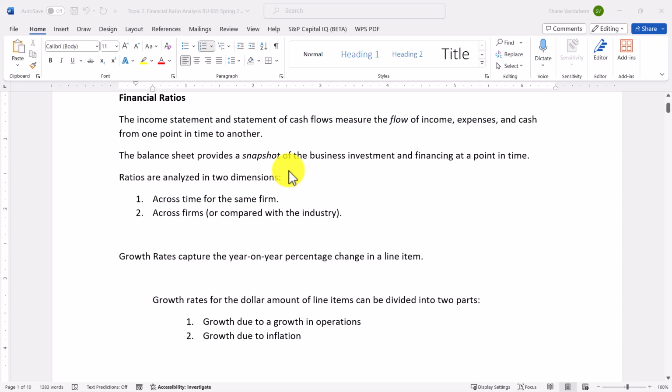Ratios are analyzed in two different dimensions. One is across time for the same firm, and we refer to this as trend analysis. The other is across firms or compared to the industry for the same point in time, and this is referred to as benchmark analysis.